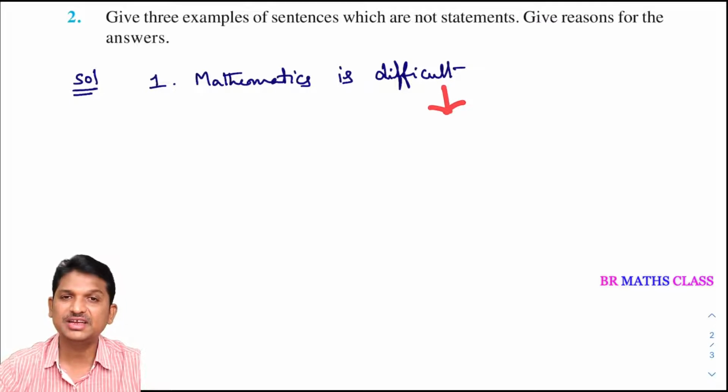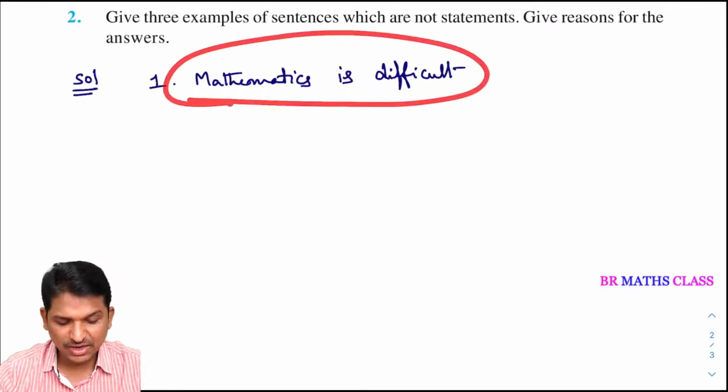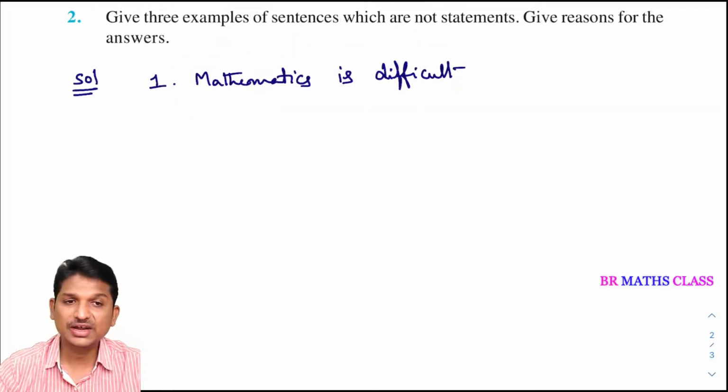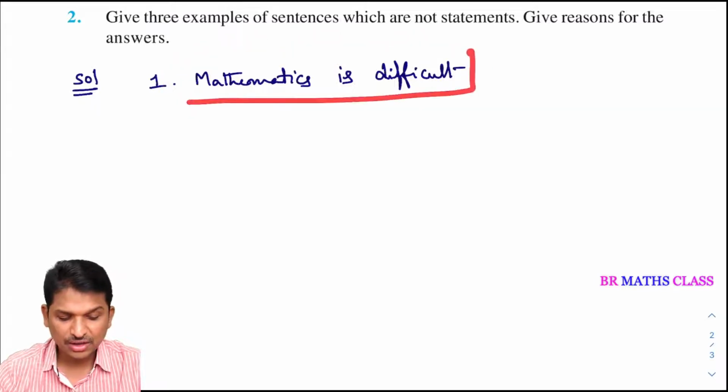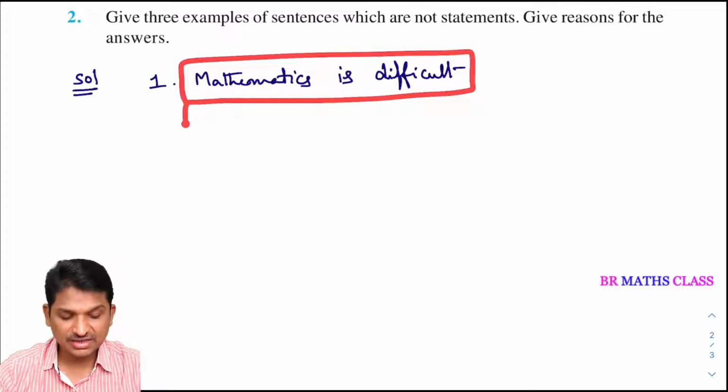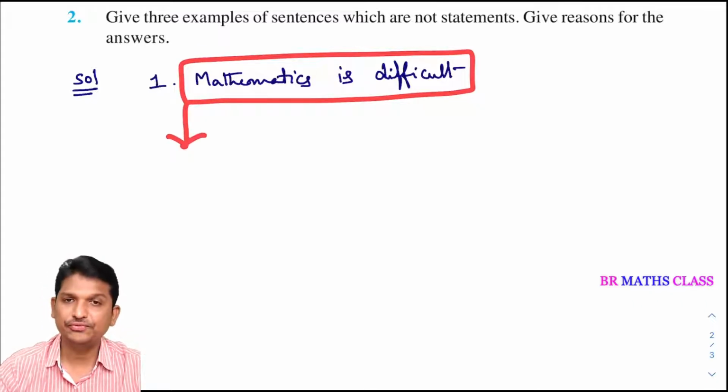I am not writing the reason here. If you want to write the reason, this is not a declarative sentence. You can write like that, or else you can write the answer like this also. How can you write the answer? This sentence is true for some. This sentence is false for some. That's why this is not a statement.